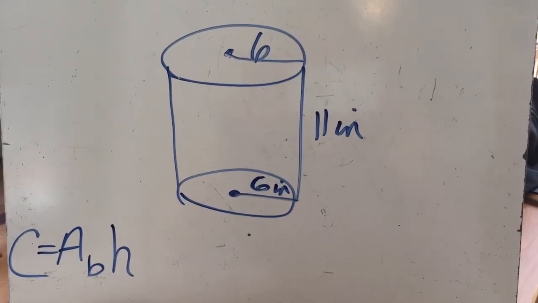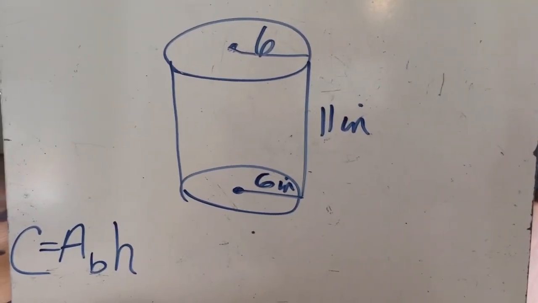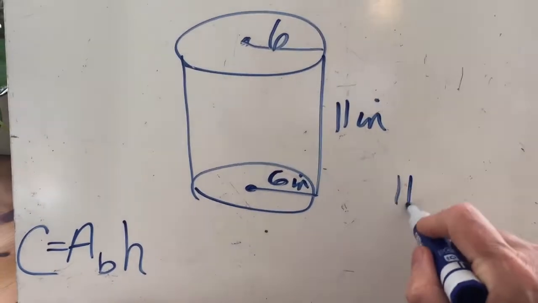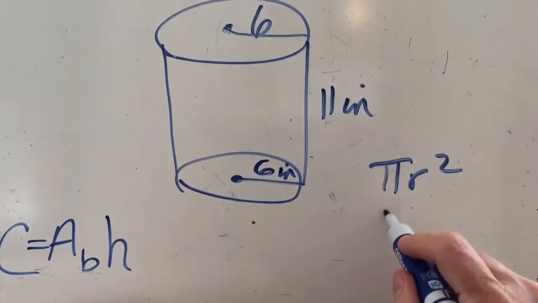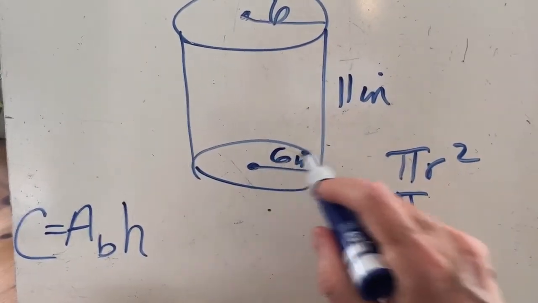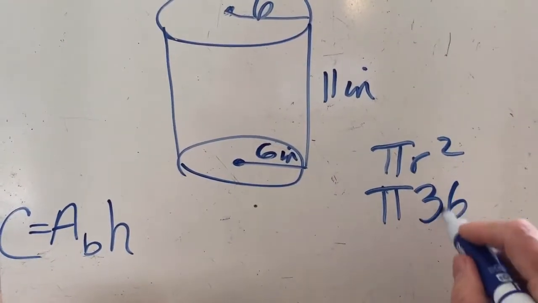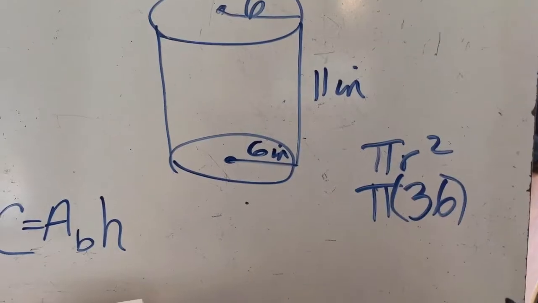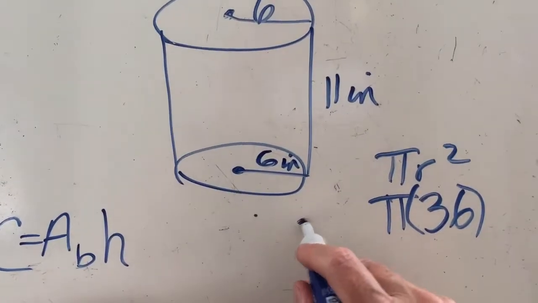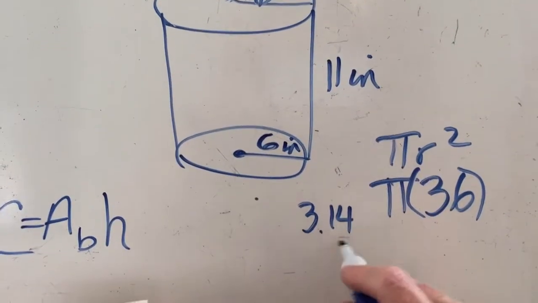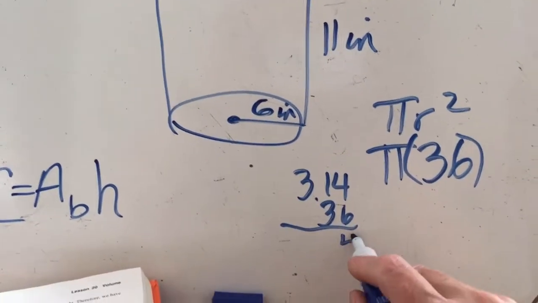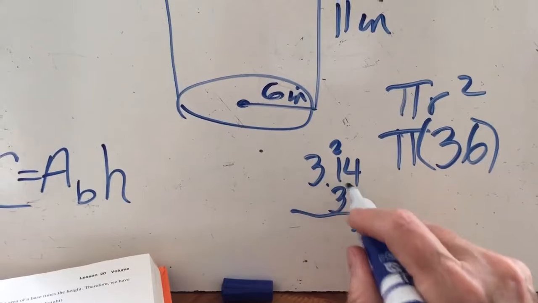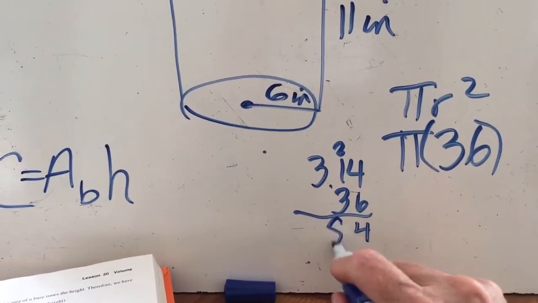So now we're going to have area of the base is the area of a circle. So pi r squared is the area of a circle. And so we're going to have pi times 6 squared, which is times 36. And when we multiply that out, we're going to have 3.14 times 36, which is going to give us 24. 6 plus 2 is 8.